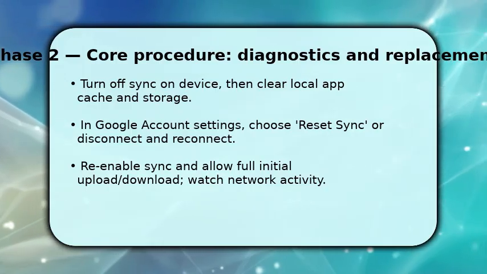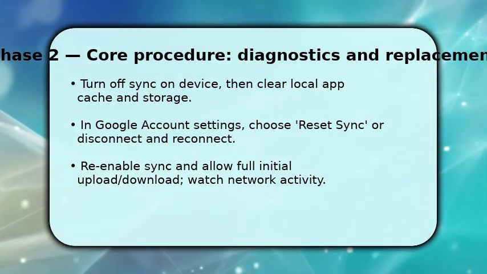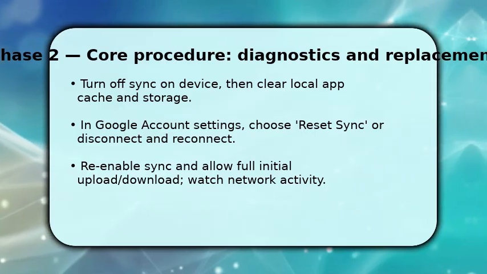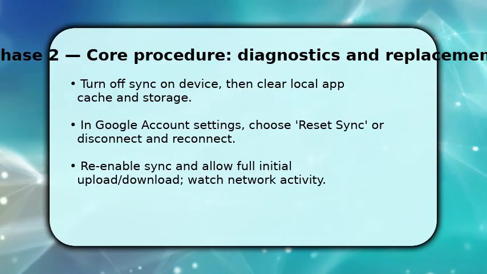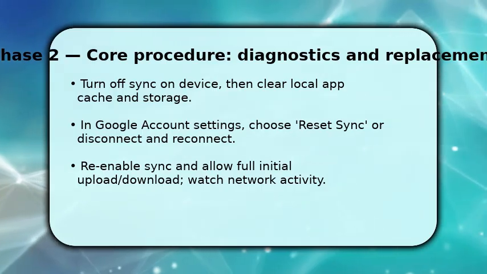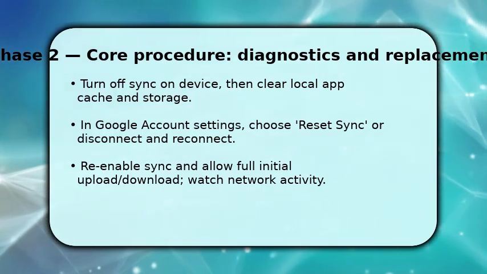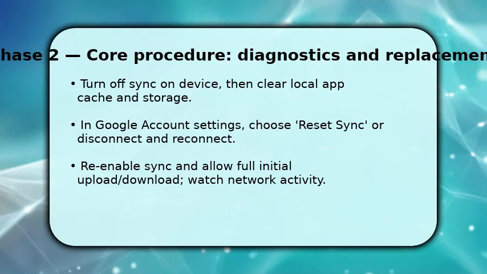First, turn off sync in Chrome or device settings and clear the app cache and storage to remove corrupted local data. Next, go to your Google account sync settings and pick Reset Sync, or fully disconnect the account and add it again. This forces a new token exchange.